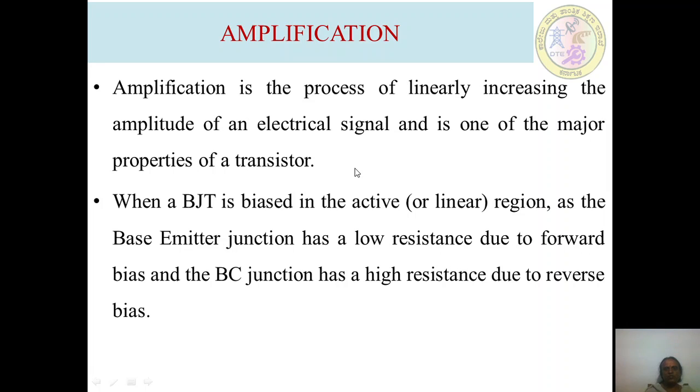Amplification is the process of linearly increasing the amplitude of an electrical signal and is one of the major properties of a transistor. When a BJT is biased in the active or linear region, the base emitter junction has a low resistance due to forward bias, and the base to collector junction has a high resistance due to reverse bias. So these are some of the key points which have to be taken care of.